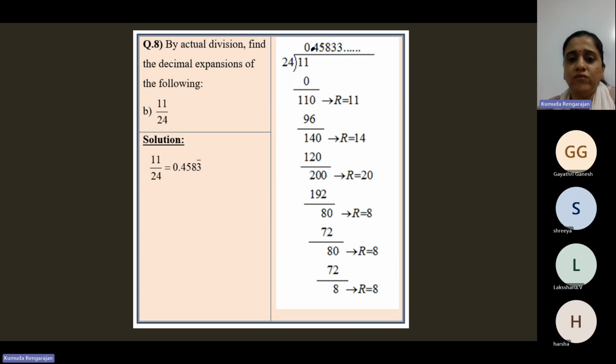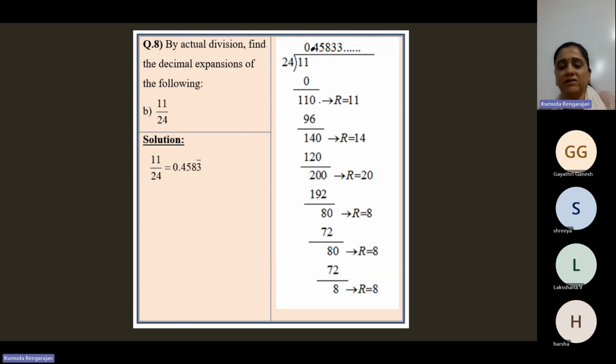Now 24 fours are 96, 14 is a remainder. You can add a 0. 24 fives are 120. 20 is a remainder, add a 0. 8s are 192. 8 is a remainder, add a 0. 3s are 72. Again, 8 is a remainder. See, remainder is repeated, you can stop.